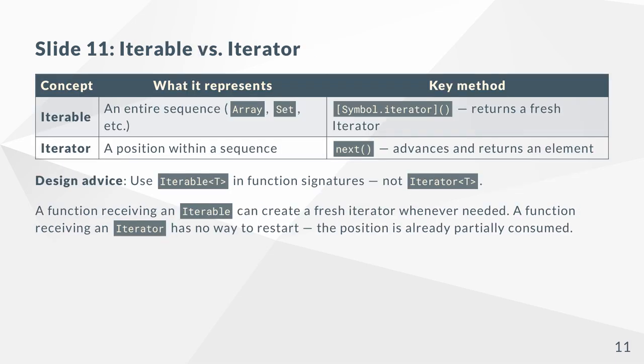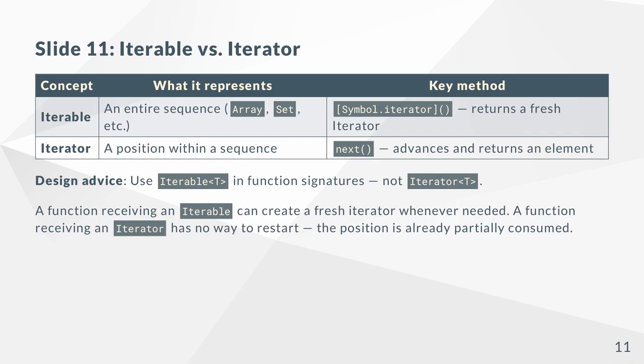It is important to distinguish an iterable from an iterator. An iterable represents an entire sequence, a whole array or set. Its key method is Symbol.iterator, which returns a fresh iterator. An iterator represents a position within a sequence. Its key method is next, which advances and returns an element.